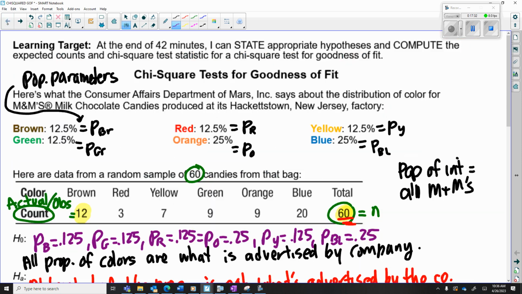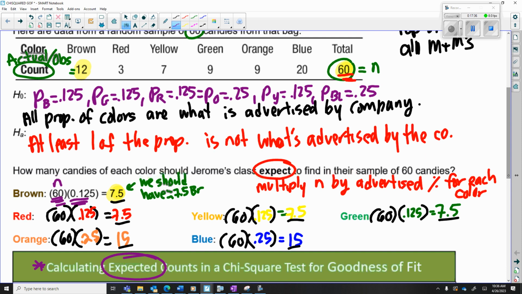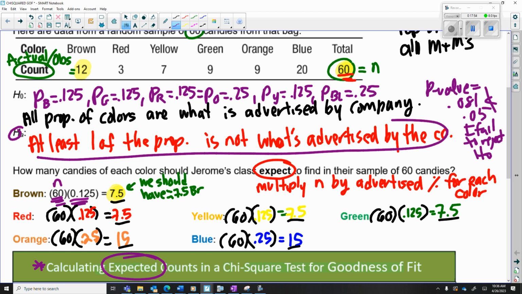So if I go back to my null hypothesis, I would not have rejected the null hypothesis because the p-value was 0.081, which is not less than 0.05. I fail to reject the null hypothesis. Thus, I cannot conclude the HA, which says at least one of the proportions is different than advertised. So this is kind of substantiating that maybe their advertisement is correct and the proportion breakdown of colors is actually what they're claiming that it is.